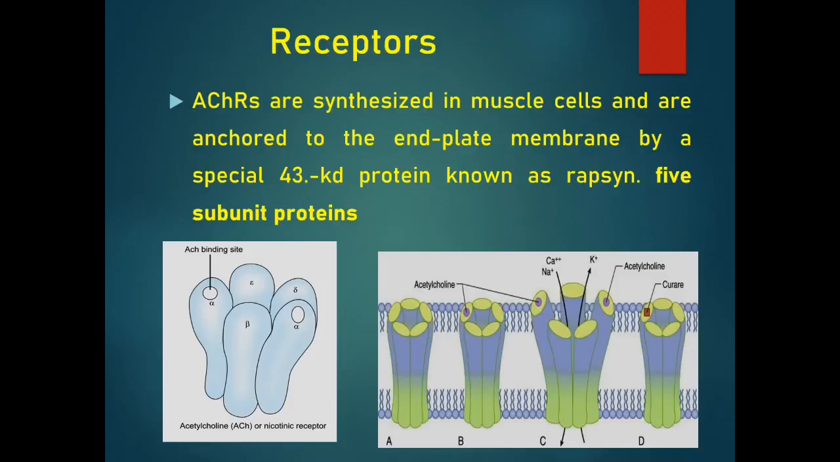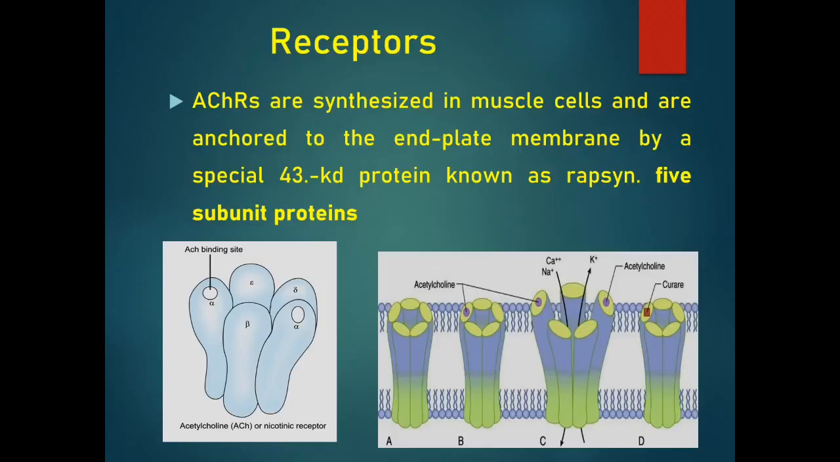The acetylcholine receptors are synthesized in the muscle cells, and they are anchored to the end plate membrane by a special 43 kD protein known as rapsyn. There are 5 subunit proteins, and as you can see, there are 2 alpha units, 1 beta unit, and an epsilon unit available over there. Now, in order to open up these channels, at least one acetylcholine molecule is needed, which in turn produces the influx of the calcium and potassium channels.